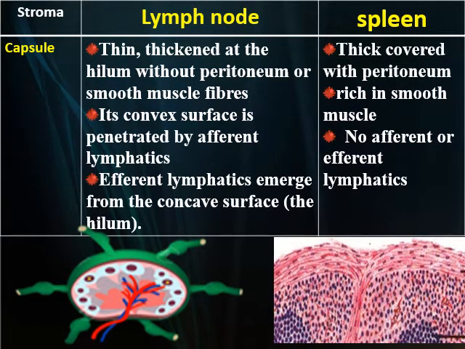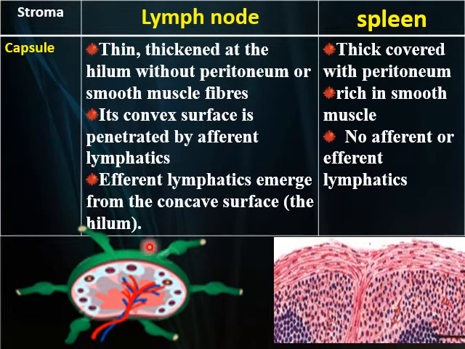Now we will study the difference between the lymph node and spleen according to the stroma. As we said before, the stroma is formed of capsule and trabeculae. As we see here, the lymph node is pin-shaped. It is covered by this green area, the capsule. It is a thin capsule. This thin capsule is thickened at this concave area. This concave area we call the hilum. So the capsule of the lymph node is thin. It is thickened at the hilum only.